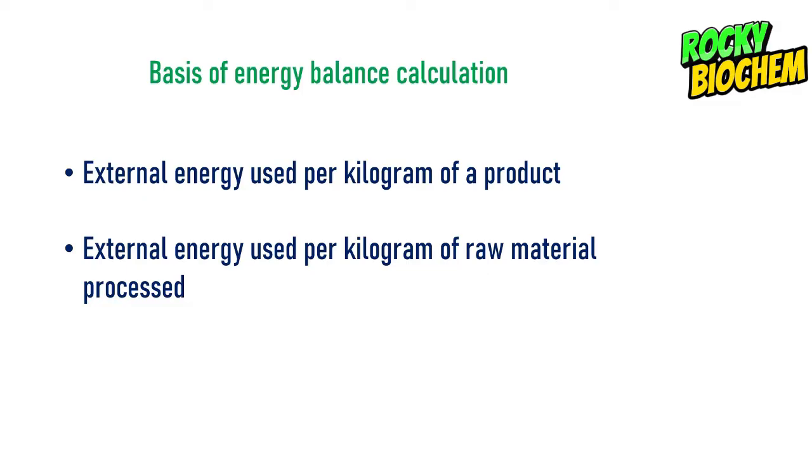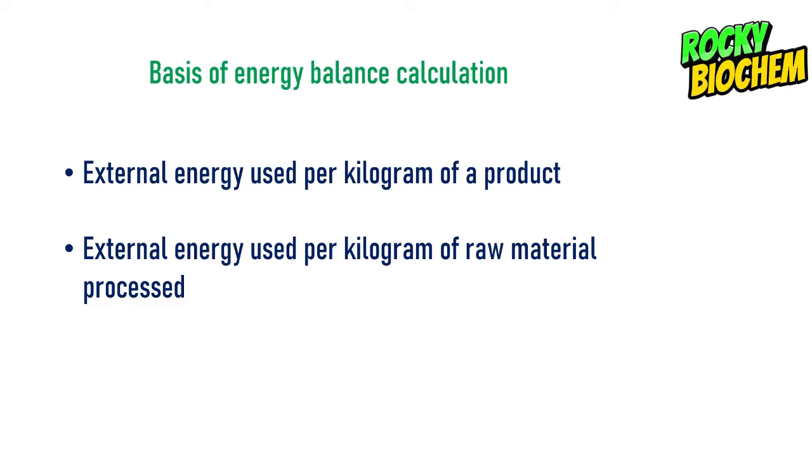So here too, when the question doesn't talk about the external energy used per kilogram of product, then you have to divide the energy given to you by the flow rate of the feed in order to get your external energy used per kilogram of raw material. But in most cases, they give you the figures that have already been converted. So the only situation whereby you have to do the division is when you are given the flow rate of your raw material. So please take very good note of that.